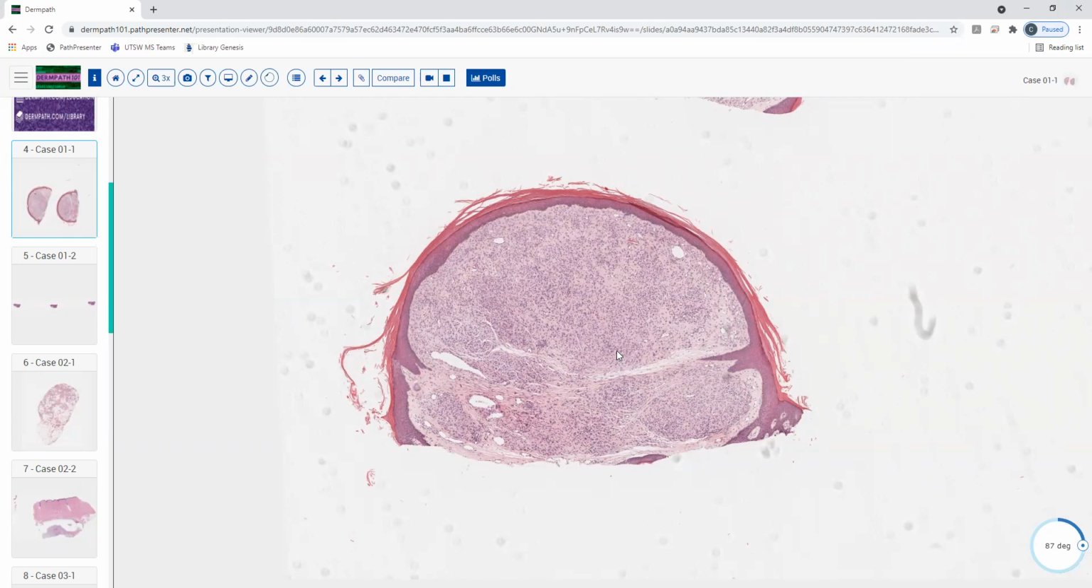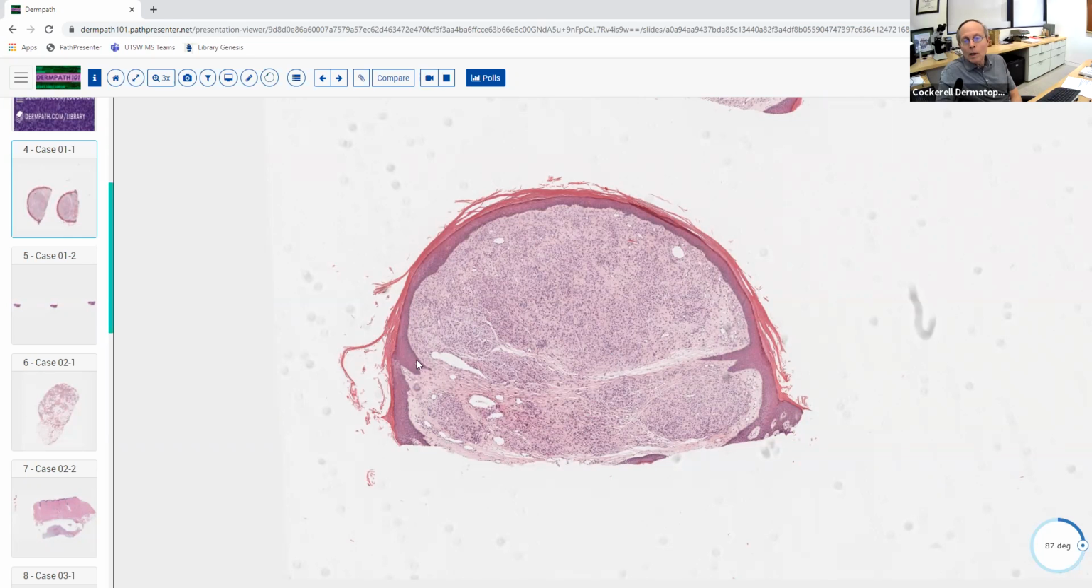It looks fairly well circumscribed, and it looks symmetric. Oh yeah, exactly. It's got the 3 cardinal features of benignity, right? Yes. What's the last one?